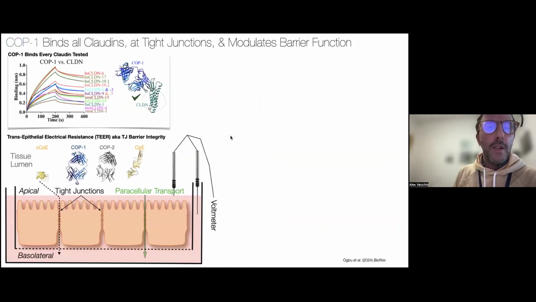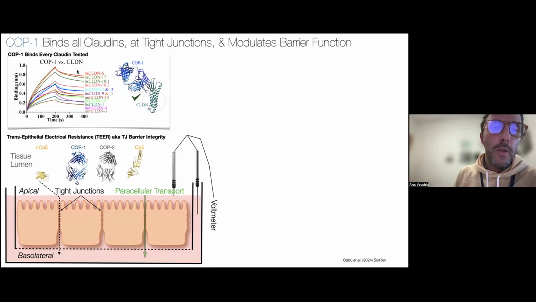Because COP1 wasn't an obstructing protein, we wanted to figure out what else it could be good for. And so COP1 was discovered against, remember, human claudin 4 bound to the CPE cytotoxic domain. But because we have the capability to express and purify many different claudins, and we knew that COP1 bound claudin alone, what we wanted to see is what else can COP1 do? Is it really specific for human claudin 4, or does it have sort of a broad claudin binding ability?